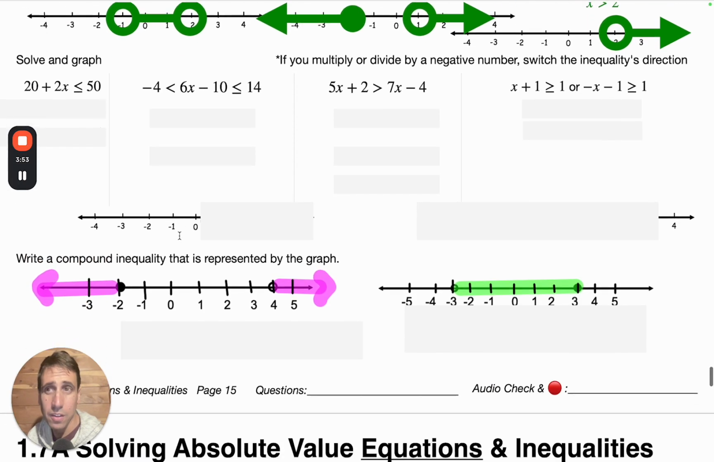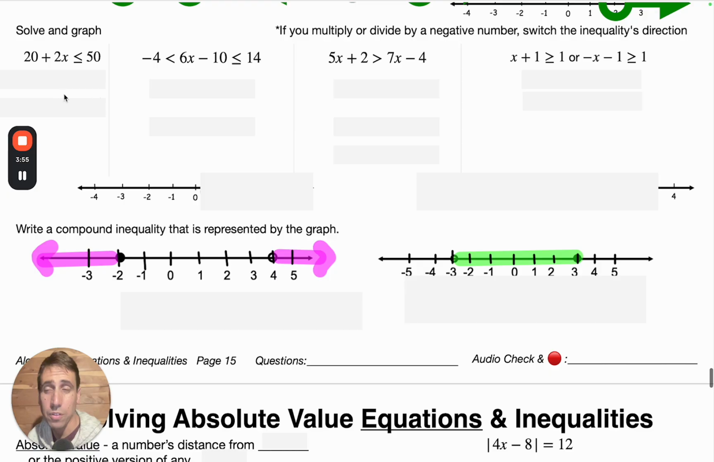Everything else that you see when you're solving normal linear equations is also going to apply here. So here we have to undo the addition and subtraction first: subtract 20 from both sides, and then divide both sides by 2, and you get this.